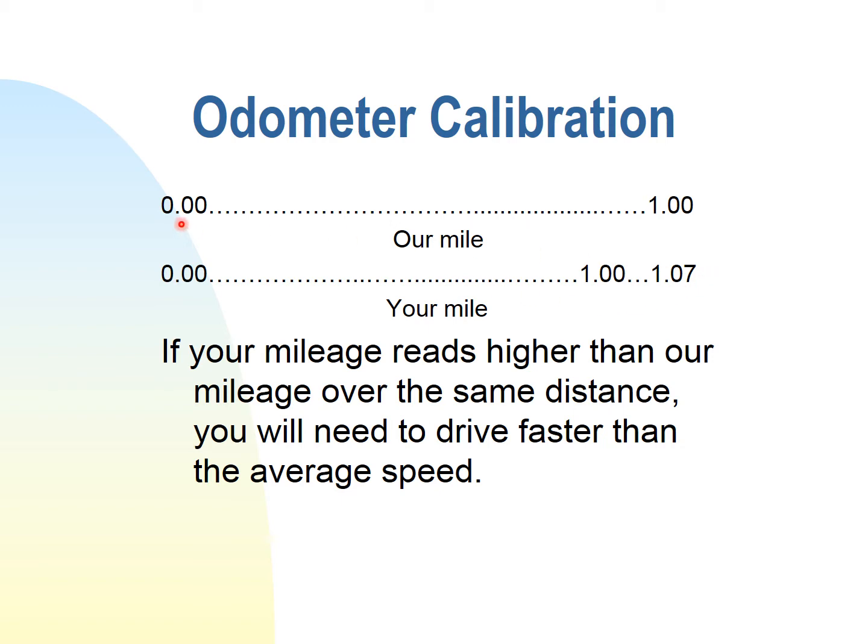So for example, if our mile goes from this point to this point in 1 mile, but your odometer reads from here to here in 1 mile, and at our reference you're at 1.07, then you're going to need to drive faster than the given speeds to maintain time. So for example, if we were driving 60 miles an hour, we would go from here to here in 1 minute. But if you drove your indicated 60 miles an hour, you would not get there in 1 minute. So you're going to need to drive faster than 60 miles an hour because you need to be here after 1 minute to match our performance.